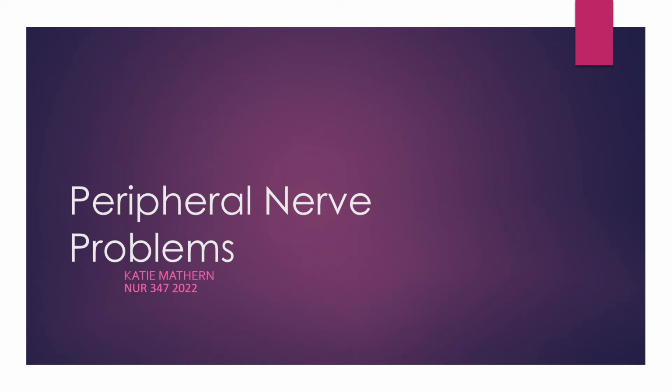Hello guys, and welcome to the lecture on peripheral nerve problems. This is chapter 60 in your book. It starts on page 1439 and then goes through till the end there. So we're going to be talking about a couple of cranial nerve abnormalities as well as a few polyneuropathies. So let's go.